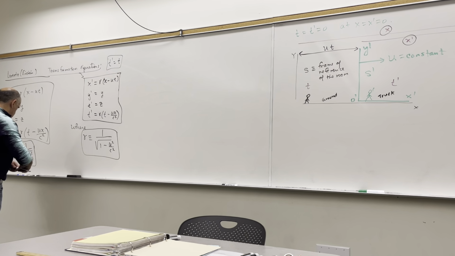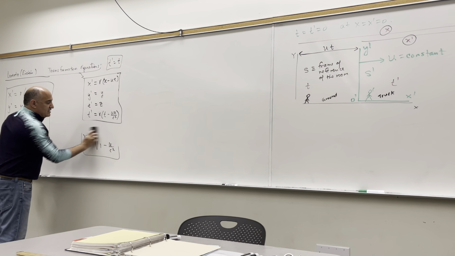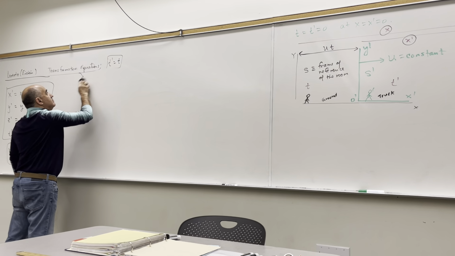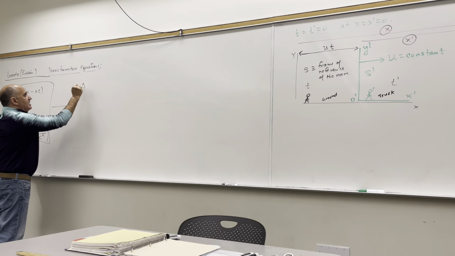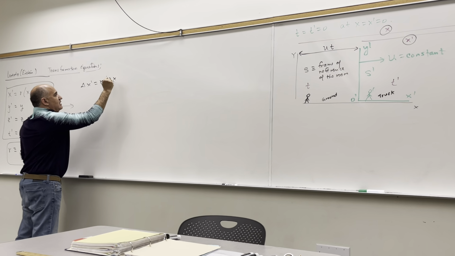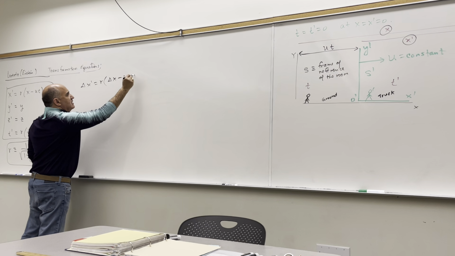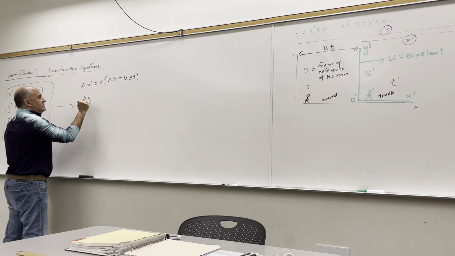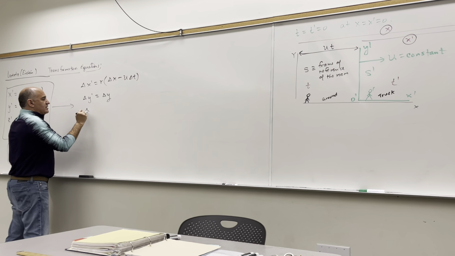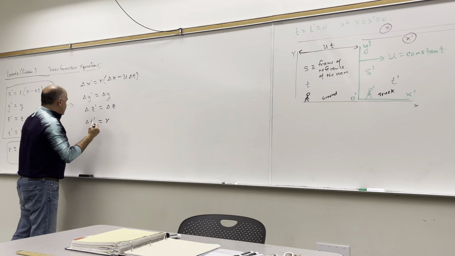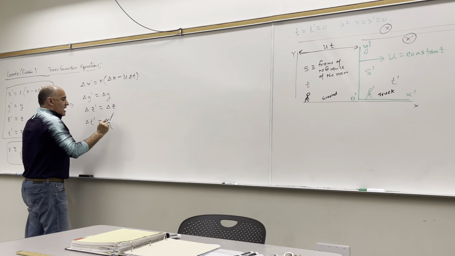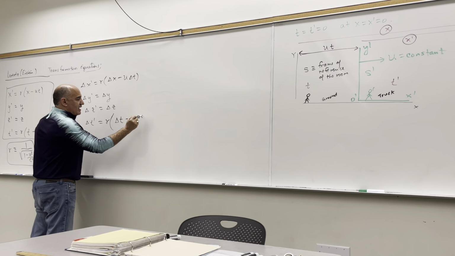Well, what if I take these expressions? Notice, t and t prime are not the same anymore. But what if I take these expressions and write differentials like I did with the other one? So we have delta x prime equals gamma, delta x minus u, which is a constant, times delta t. And then delta y prime is delta y, delta z prime is delta z, and delta t prime is gamma, where gamma is a constant, and remember u is a constant, times delta t minus u delta x over c squared.